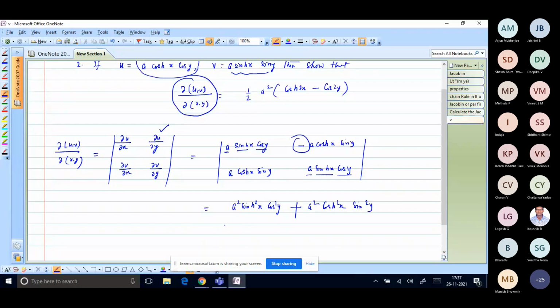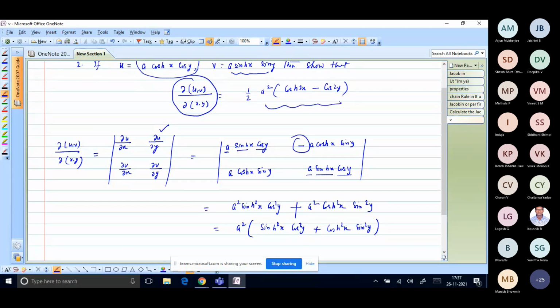So what you can do here, you can take a square common. When I take a square common, I am left with sin hyperbolic square x into cos square y plus cos hyperbolic square x into sin square y. So see what I have to prove.